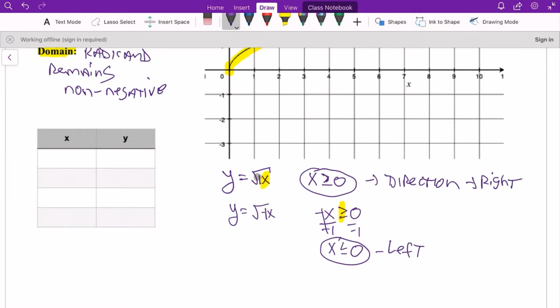So all you have to do is look at the coefficient of x. If it's positive, its graph's going to go to the right. And if the coefficient of x is negative, the graph is going to go to the left. That's kind of an easy way to remember it.